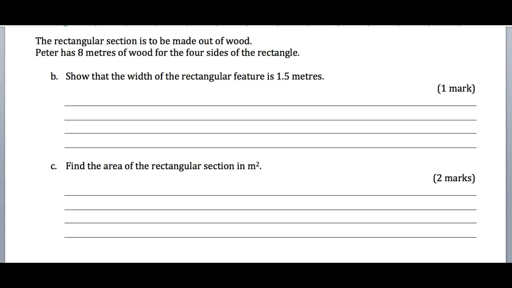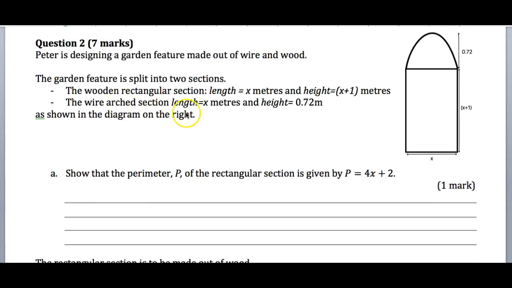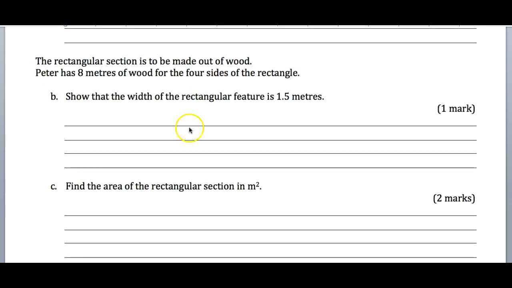The rectangular section is to be made out of wood. Peter has 8 meters of wood for the 4 sides of the rectangle. Show that the width of the rectangular feature is 1.5. In the stem of the question up here, I refer to it as length, so I'm sorry about that. I hope no one actually realised that, but let's try change that.